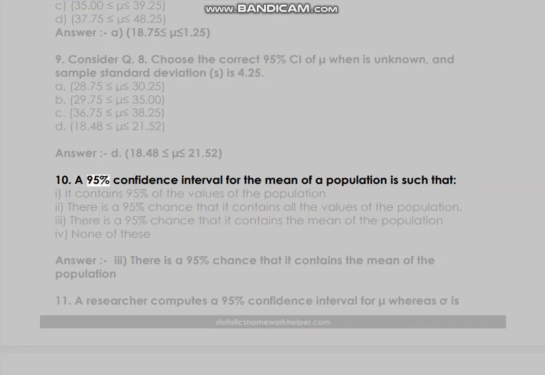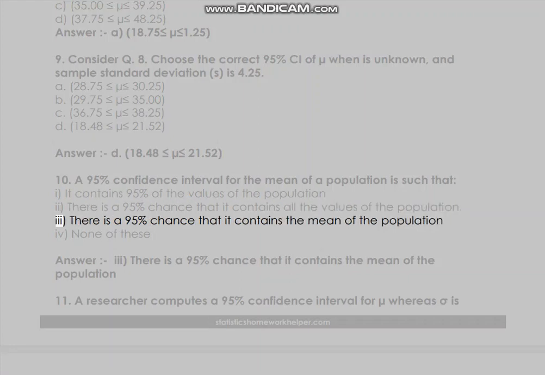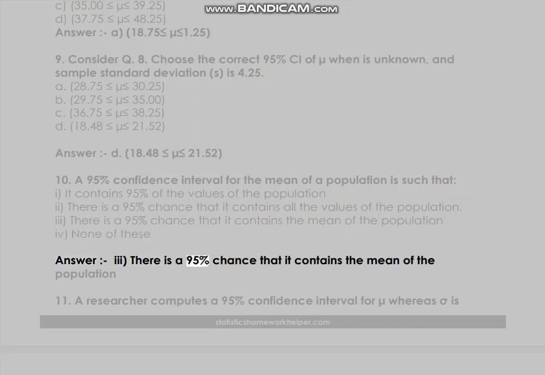10. A 95% confidence interval for the mean of a population is such that: 1. It contains 95% of the values of the population. 2. There is a 95% chance that it contains all the values of the population. 3. There is a 95% chance that it contains the mean of the population. 4. None of these. Answer: 3. There is a 95% chance that it contains the mean of the population.